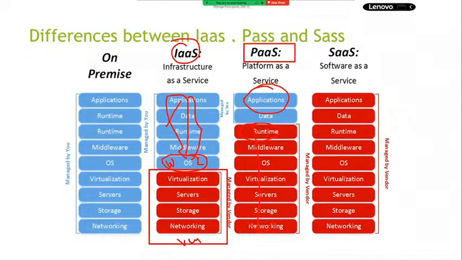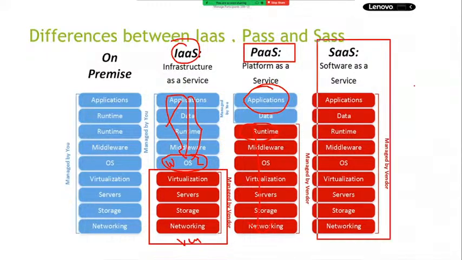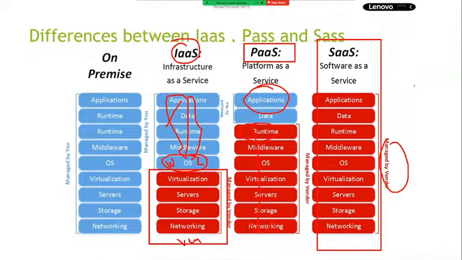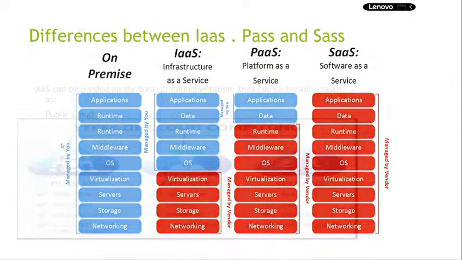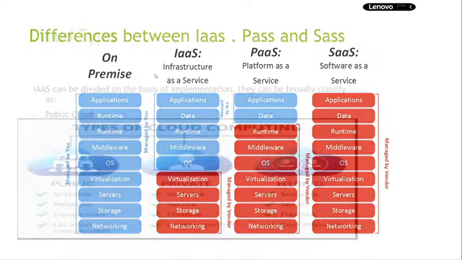Next, Software as a Service. See, nothing is in your hand. Everything is managed by the vendor. You just have to consume whatever they have provided. That's it. That is about the difference between on-premises and cloud computing.